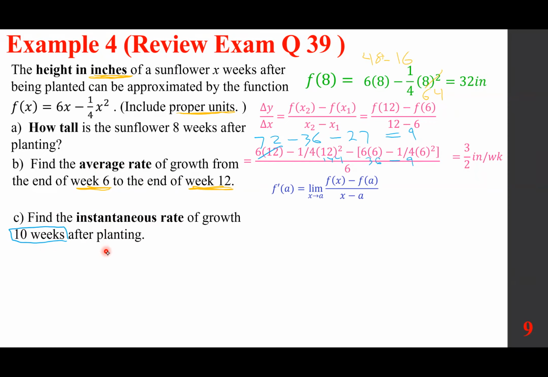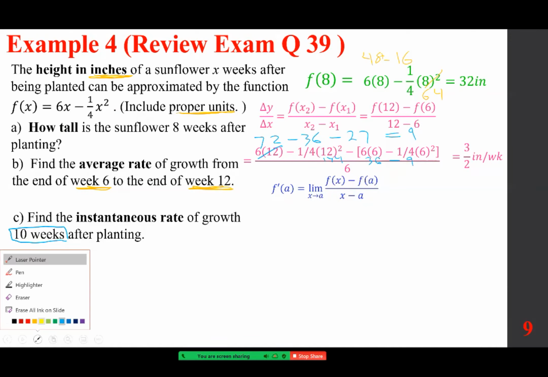Either way is fine. So we're going to stick with the limit of f of x minus f of a over x minus a as x approaches a, where a is replaced with 10. So a is 10. So f prime of 10 is the limit as x approaches 10 of f of x minus f of 10 over x minus 10. So replace the a with 10. That means we are going to write f of x just the way it's given, minus f of 10.